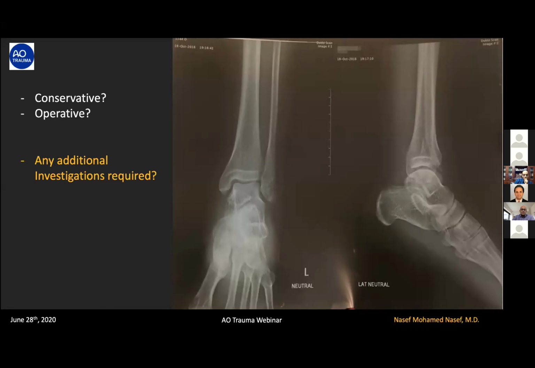I don't know in your practice, exactly, comparing stress views or the gravity stress views. I don't know what you like, but I think it's to consider in such to differentiate between type 2 and 4 of this type of fracture.